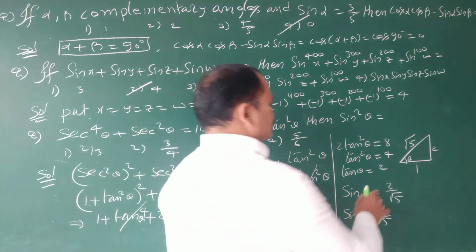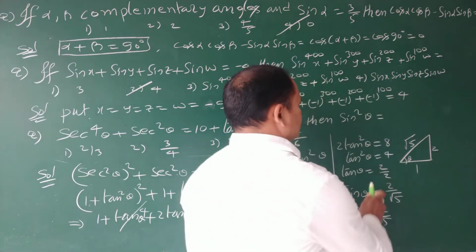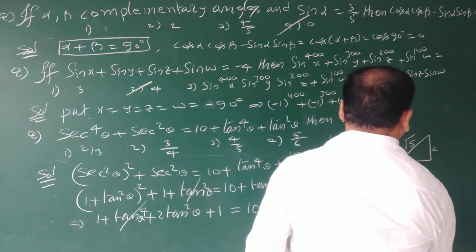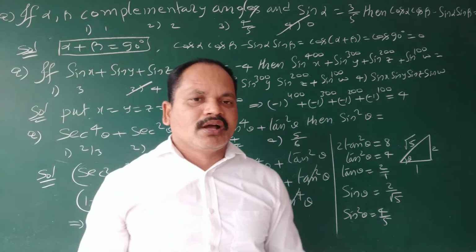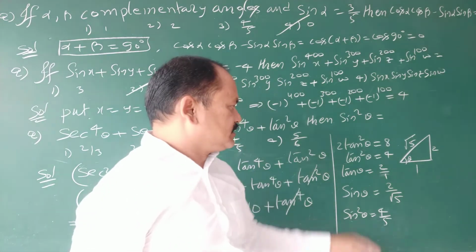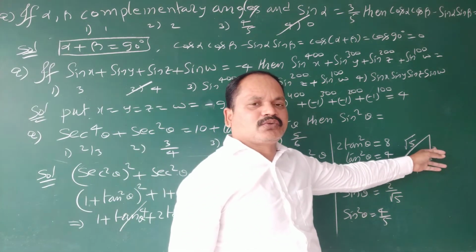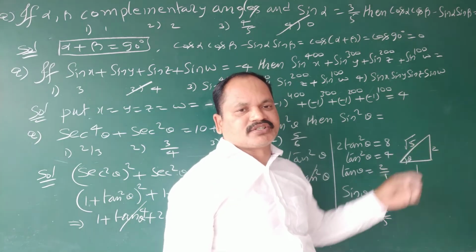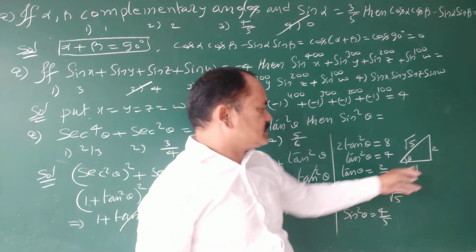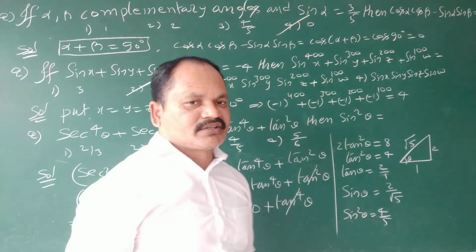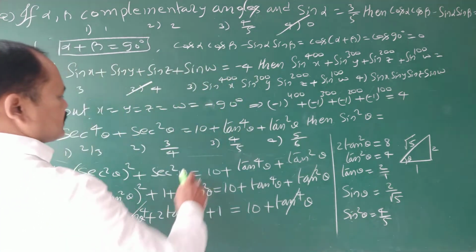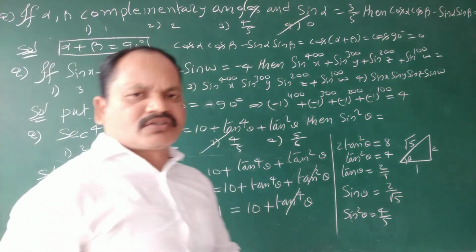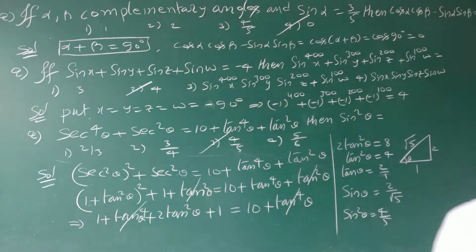We have to take it as 2 by 1, since according to the ratio of tan theta, it is opposite side by adjacent side. That's why the opposite side is 2, adjacent side is 1, and the hypotenuse is root 5. Now sin theta is opposite side by hypotenuse, that is 2 by root 5. Now sin square theta is 4 by 5. That's why it is the third option. That's all. Some more questions we are going to see.